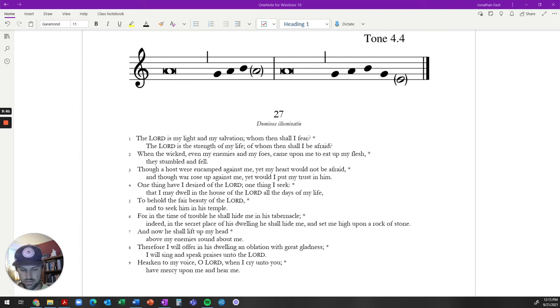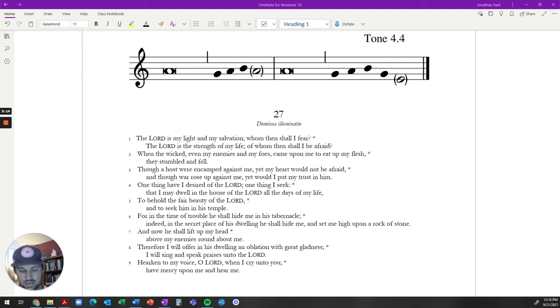So it sounds like this, tone 4-4. The Lord is the light and my salvation, whom then shall I fear? The Lord is the strength of my life, of whom then shall I be afraid? When the wicked, even my enemies and my foes, came upon me to eat up my flesh, they stumbled and fell. Though a host were encamped against me, yet my heart would not be afraid. And though war rose up against me, yet would I put my trust in him.